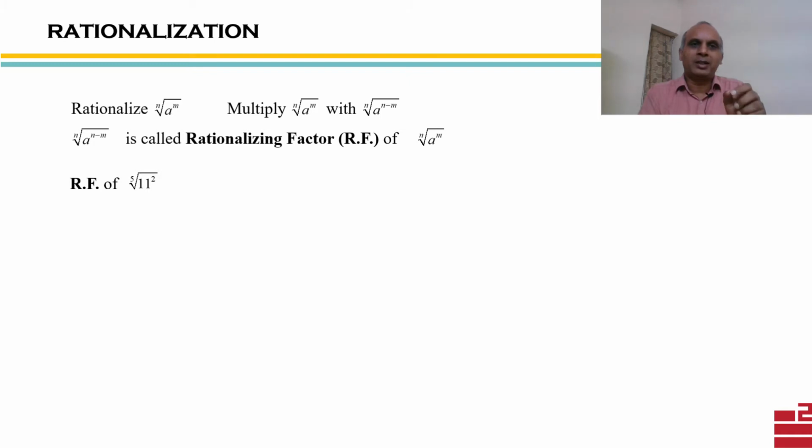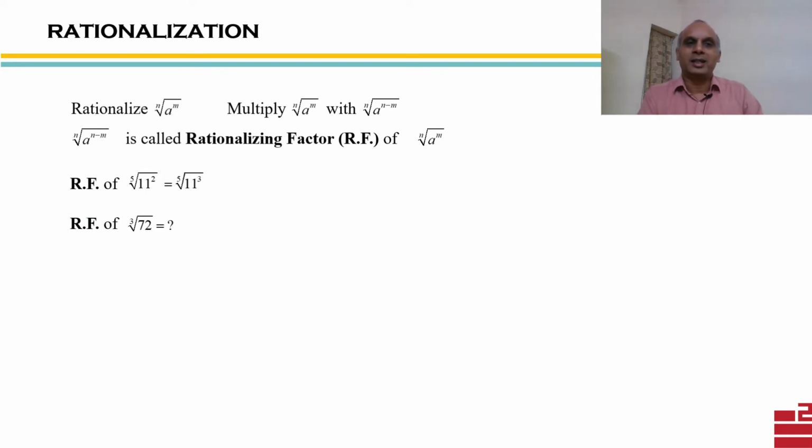So I will now call it RF, rationalizing factor. So what is RF of fifth root of 11 square? By the rule above, it will be fifth root of 11 cube, because the power 3 is obtained by 5 minus 2.